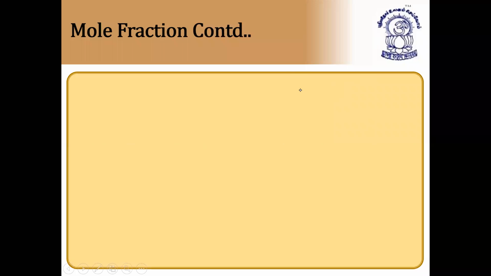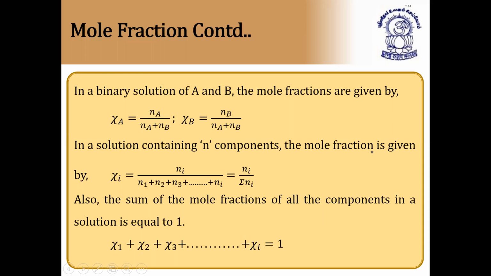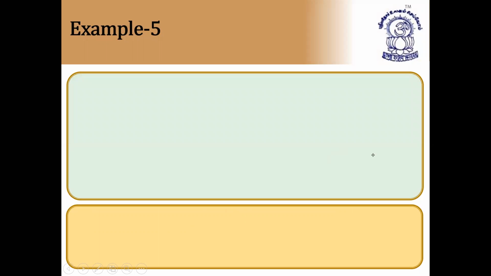Simple questions first I'm giving. Mole fraction, to be continued as I already gave you. In a solution containing n components, the mole fraction is given by xi is equal to ni by n1 plus n2 plus and so on, sigma ni. This is the total number of moles of the solution. And always the mole fraction of all the components in solution is equal to 1. As we are discussing binary solutions, only two components we have. So mole fraction of A plus mole fraction of B is equal to 1, which I already gave in the previous slide. So it is clear now. Next, question based on mole fraction.